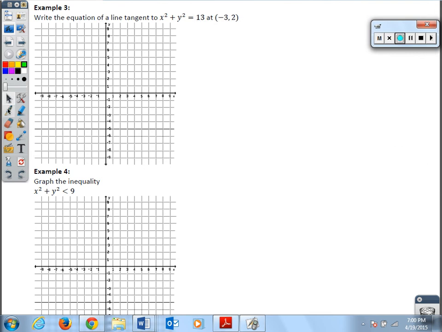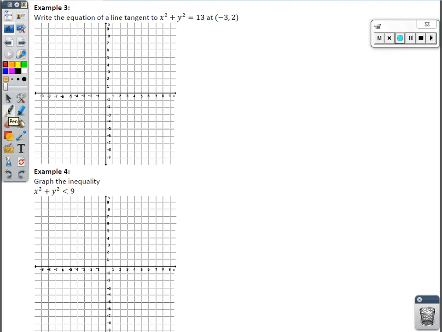Write the equation of a line tangent to x squared plus y squared equals 13 at negative 3, 2. So negative 3, 2, that's the point we're looking at. The circle is defined by x squared plus y squared equals 13. That means that 13 is the radius squared. So if we want to know what the radius is, it's not 13, it's the square root of 13.